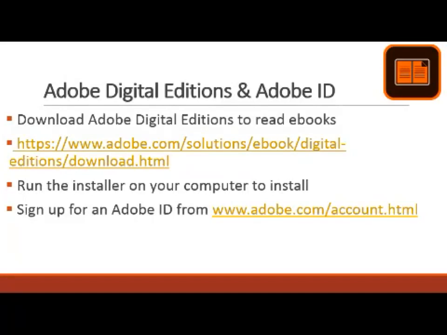Now that we have created an account with RBdigital on your computer, let's look at what you have to do to read or listen to an item on your laptop. To read ebooks on your computer, you must download Adobe Digital Editions. You can find the download link here as seen. Locate your platform, whether it is a Windows or a Mac computer, and click on it to download the installer. Then, run the installer on your computer to install Adobe Digital Editions. In addition, you must also sign up for an Adobe ID from the website seen down below.